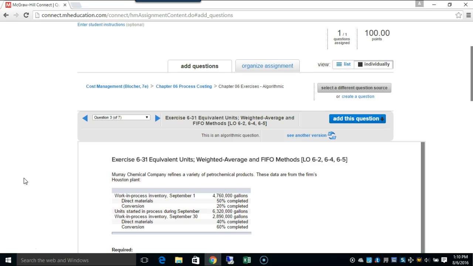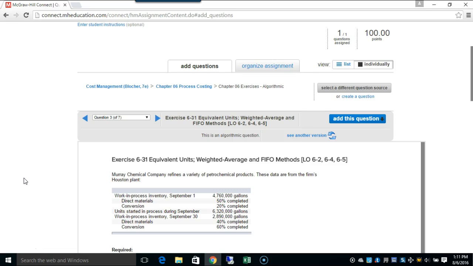So as I've stated in other videos, I emphasize that when we're not given a completion for direct materials, you assume it's 100%. But I chose this problem because it makes you work a little harder and think a little harder. It's not just your normal 100% default. So in this case, they're actually telling us that the equivalent units for direct materials are 50% completed in the equivalent unit calculation.